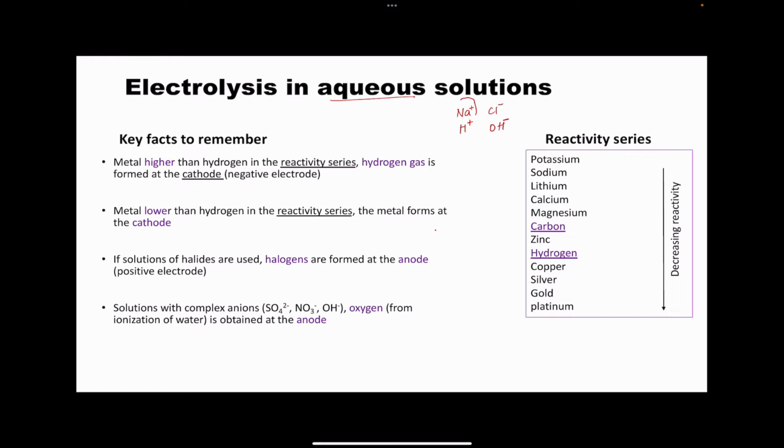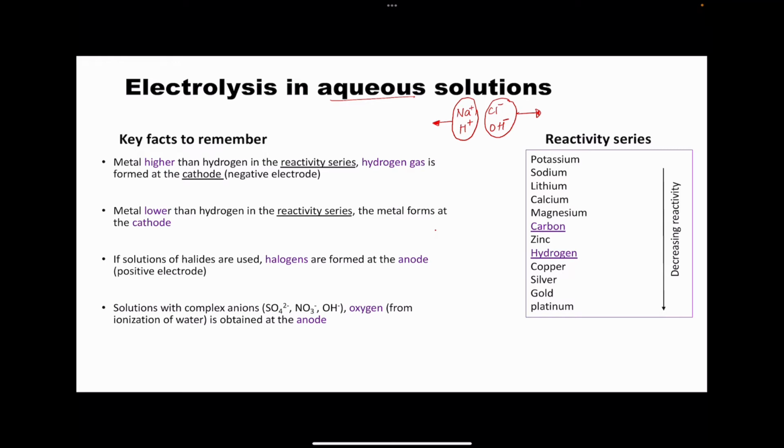So there is a competition between sodium and hydrogen ions. Which one will go to the negative electrode? There is also a competition among these for the positive electrode. So one ion is going to be preferred here, and on the other side also one ion will be preferred. So we're going to look at the rules or the facts that we have to consider to see which ions are going to be preferred on which electrode.